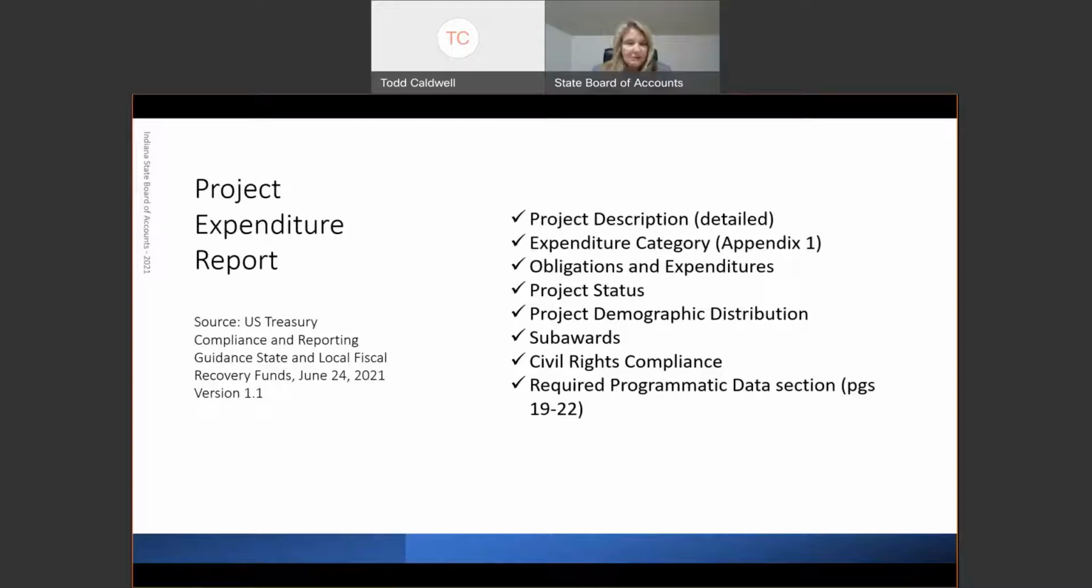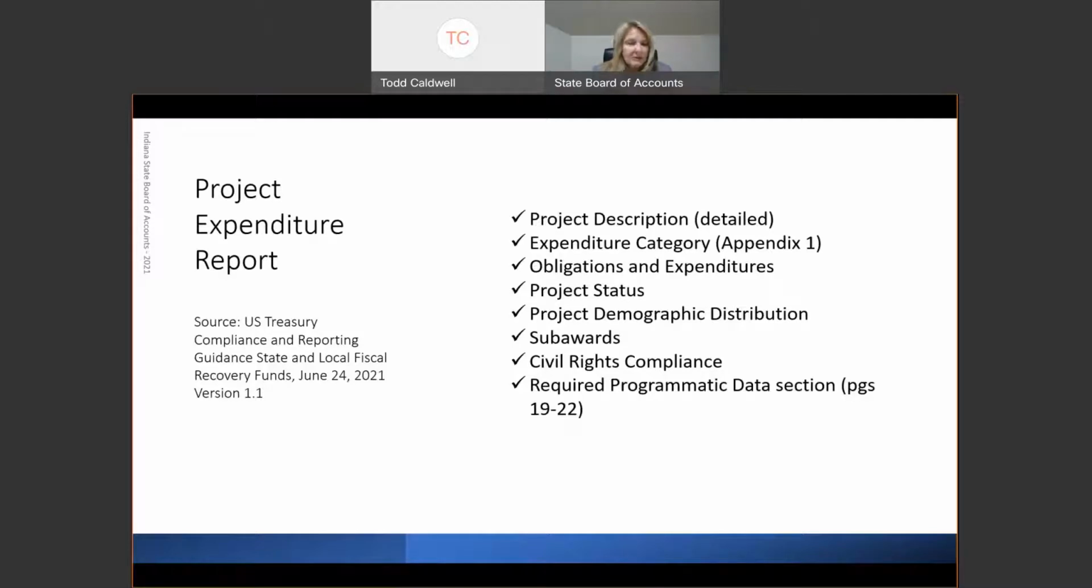For example, if one project is for payroll for public health and safety employees, then you're going to need to provide the number of employees that responded to the COVID-19 emergency or are responding. If you're providing small business economic assistance, then you're going to need to describe the program that you have, the number of businesses served, and your approach that ensures that the aid responds to the negative economic impacts of COVID-19.